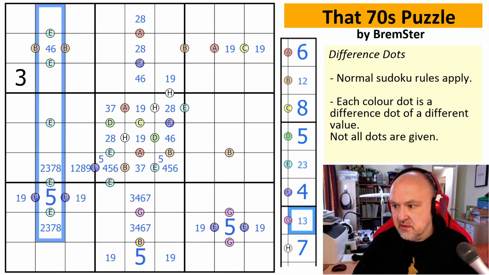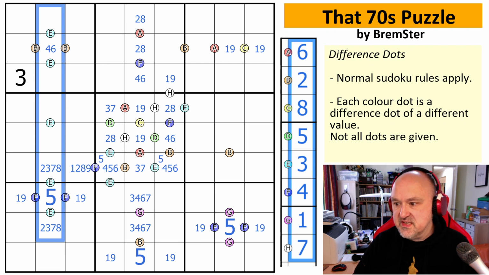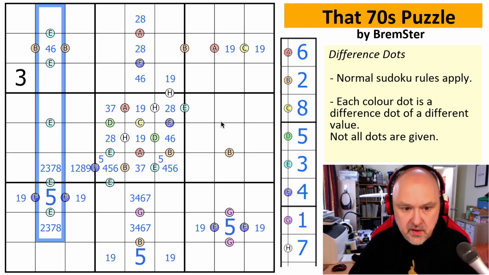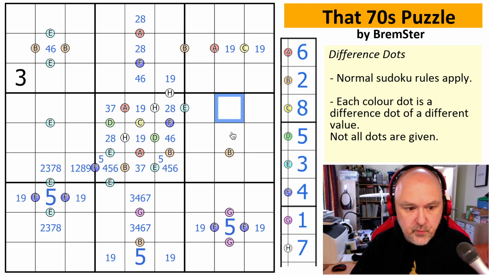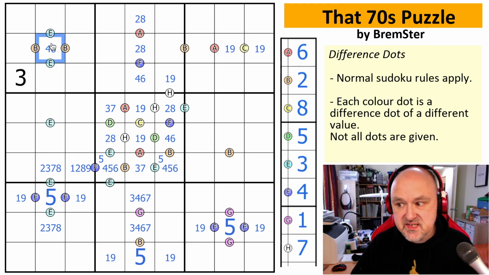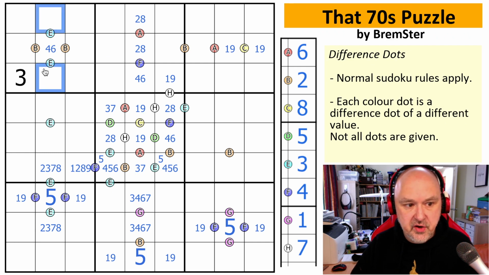So all of a sudden, cyan needs to be 3, which forces purple to be 1, which forces orange to be 2, and I now have the complete set of difference dots figured out. Once the difference dots are figured out, we can do a fair bit more work. So we've got the 6, which we already had, and the 4. We now know this has to have a difference value of 3. If this was a 6, this would need a 3 and a 9. We can't use the 3. This has to be a 4.